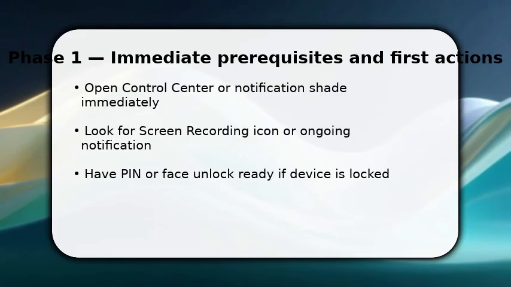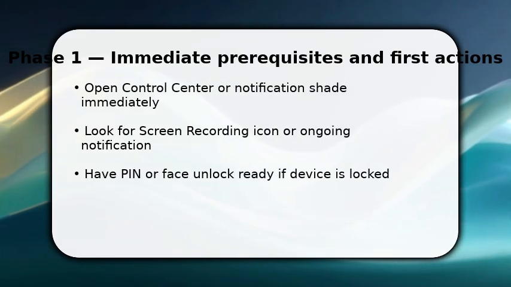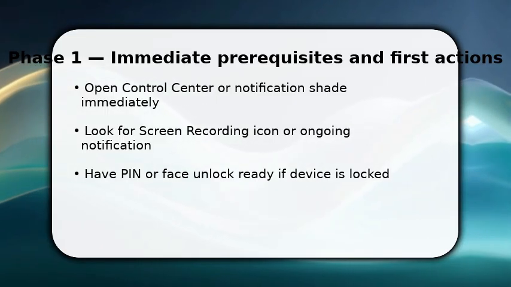You begin by pulling down the notification shade or control center. Do it now so you don't miss the recording controls. Tap the screen recording notification or icon. This is the fastest stop.